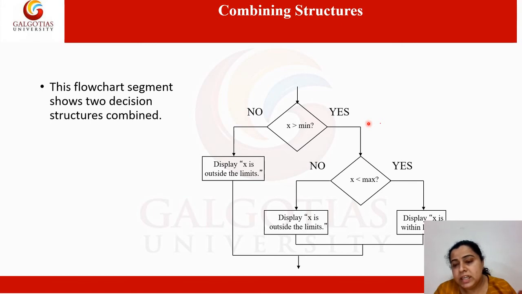So there is a decision box. After that, again a decision box. There is no process box, no input box, but a decision box after the decision box. This is combining of structures. So we have combined two decision structures over here. If it's no, we again display outside the limit. If it's yes, we display that it is within the limit. That's it. This is what combining structure means.